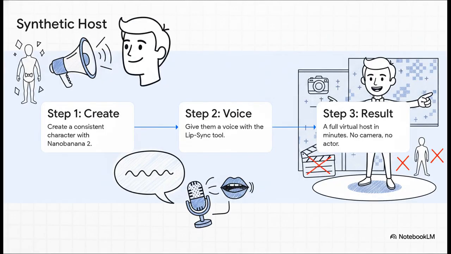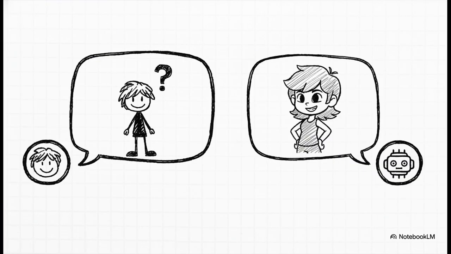And here's where it all clicks. This is the real power of having everything in one place. You can actually combine these tools. You create your consistent character with Nano Banana 2, then you give them a voice with the lip sync tool. And just like that, you've got a fully synthetic spokesperson. Built in minutes. No camera, no actor, no studio. It's incredible.